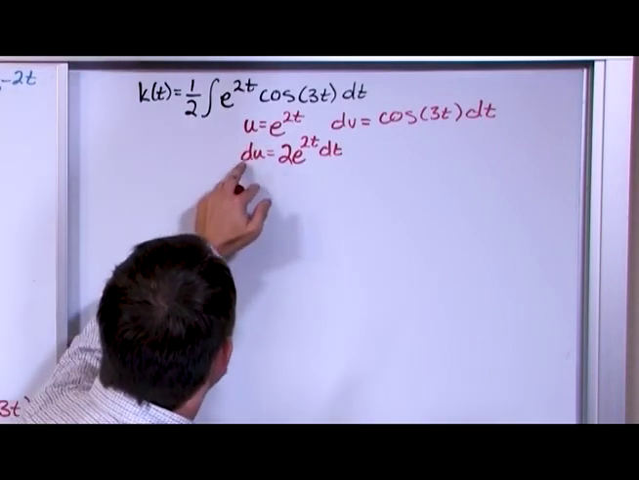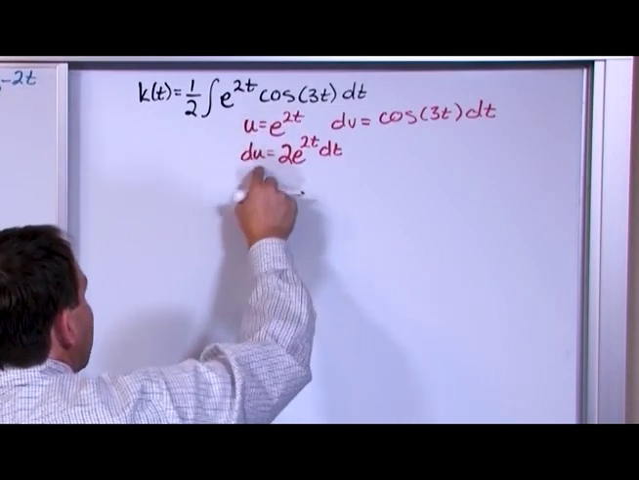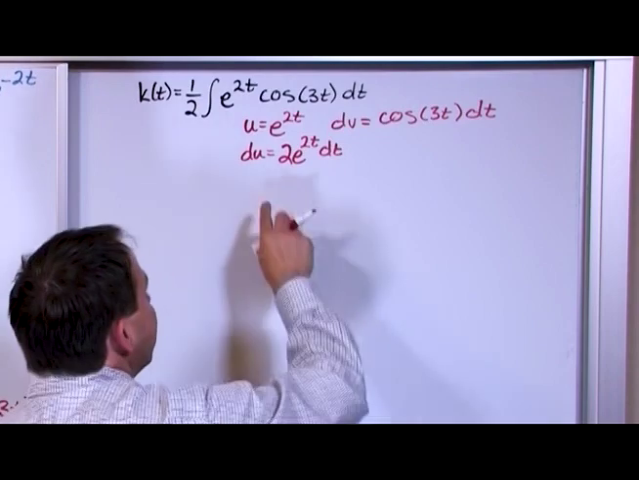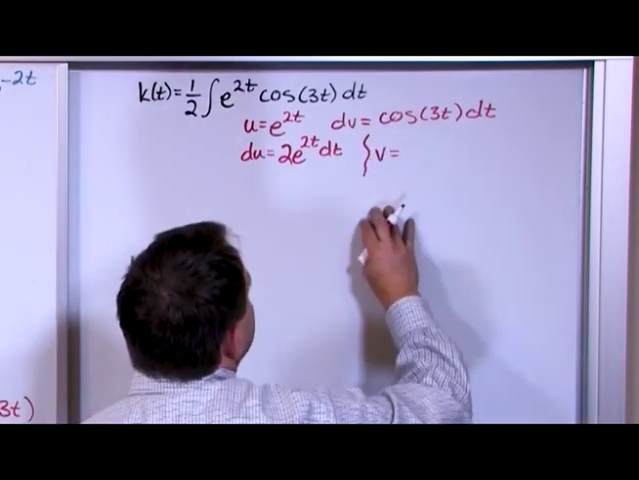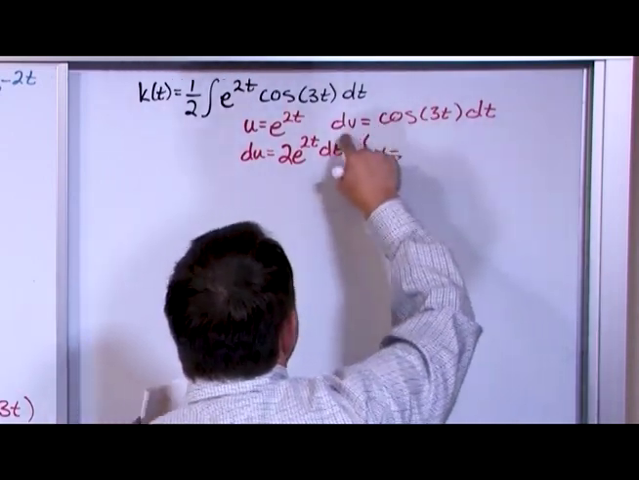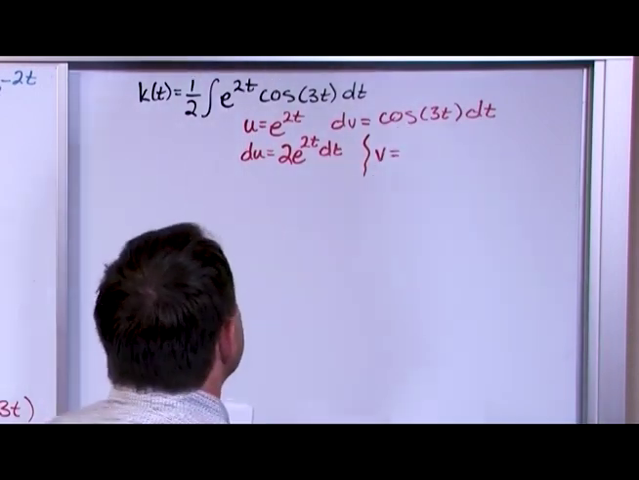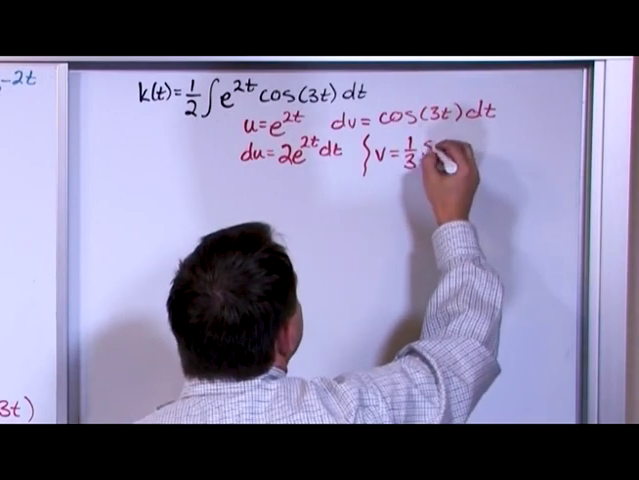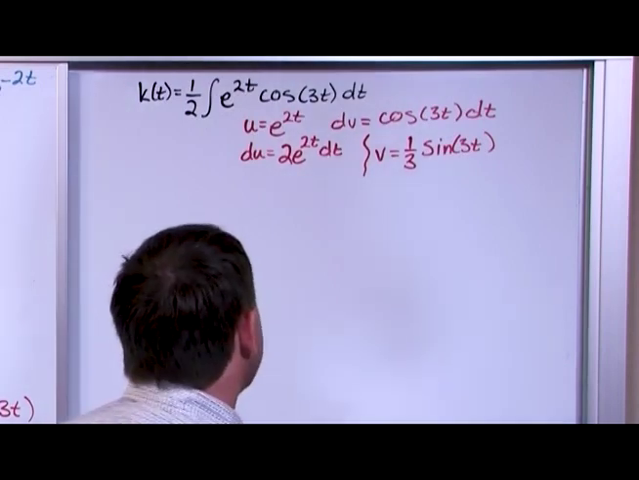When you set your u, you take the derivative of it. You can think of it another way: du divided by dt is equal to this, and you can move dt to the other side. However you want to think about it, this is du. And v is going to be the integral of dv, so we want to solve for v. What's the integral of cosine 3t? You'll find that's 1/3 times the sine of 3t.